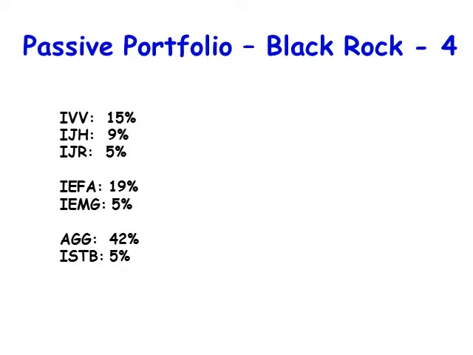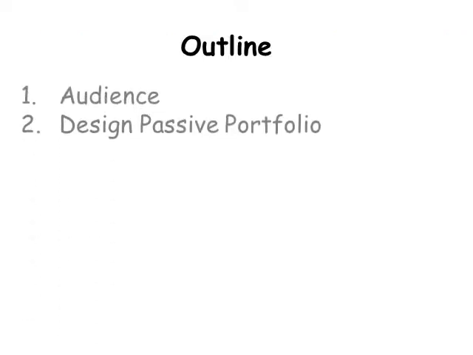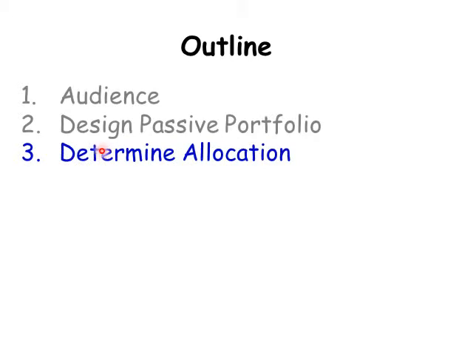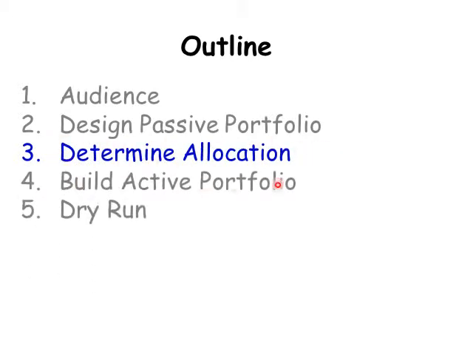Let's continue to the next section here. The next section is where we are going to determine allocation, build an active portfolio after that, and do a dry run. We'll check them out to see which portfolio is better, if any. We'll try to determine allocation here. Let's see what we mean by that.